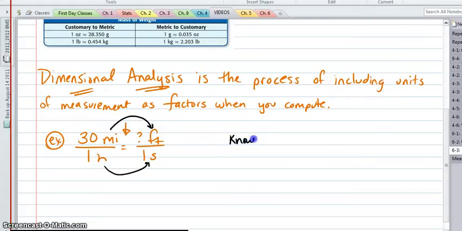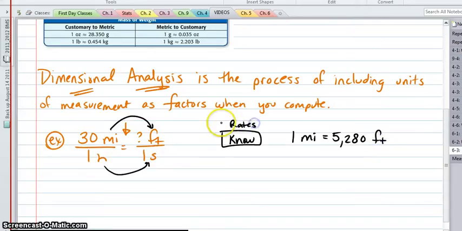So I recommend to first write down what you know. You may use the charts given to you on your handout to help you in case you don't know a basic fact, or you can use your textbook as well. So, what's the basic fact that connects feet and miles? We know that 1 mile is equal to 5,280 feet. So write down that rate.